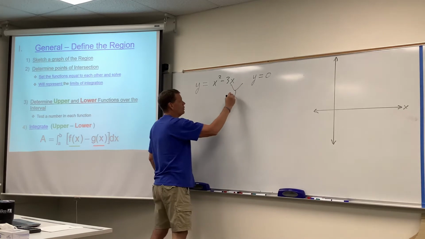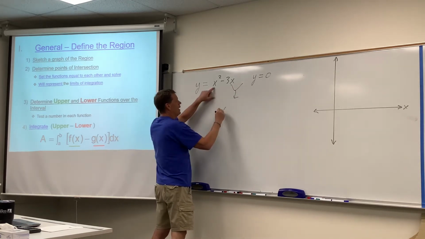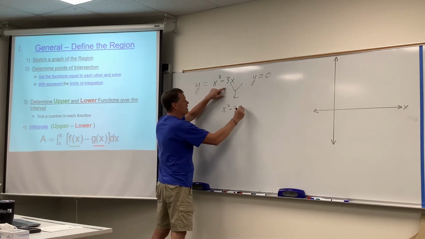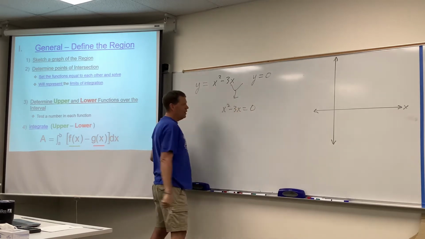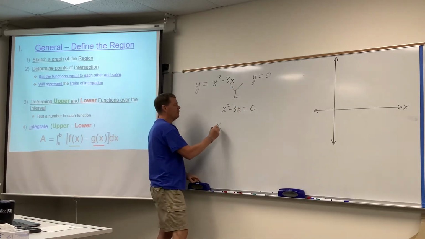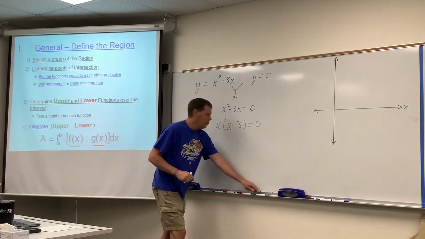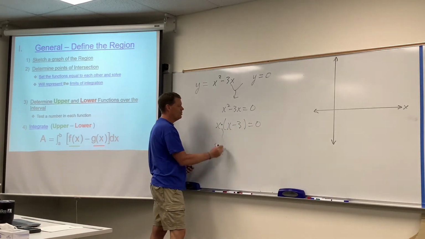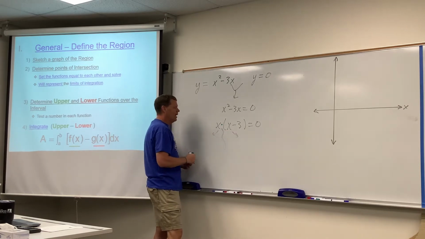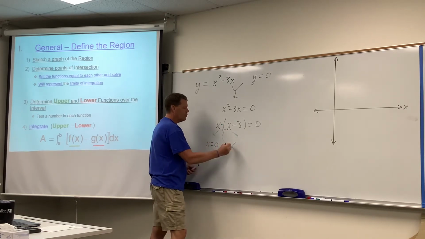Now we set the two equal to each other. So x squared minus 3x equals 0. Solve it. Oh, look, you can factor out an x. This is just algebra. Employ the zero product principle. I've got to do it fast. X would equal 0. X would equal 3.